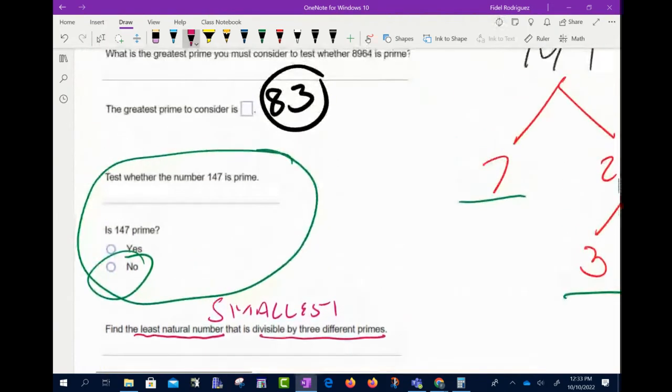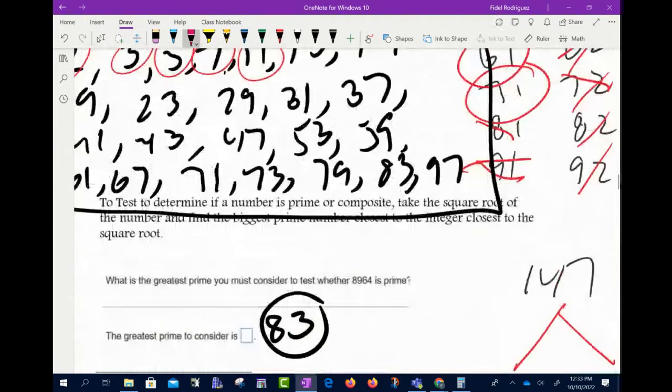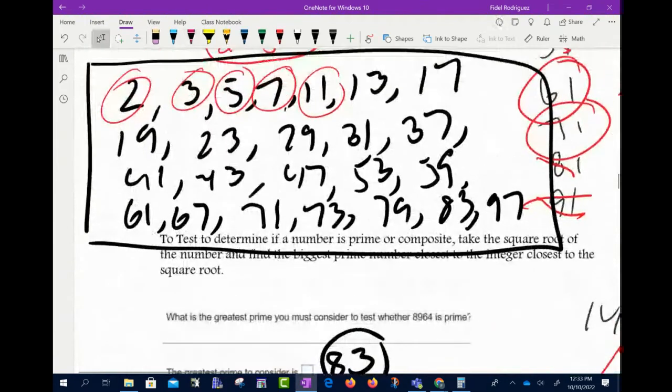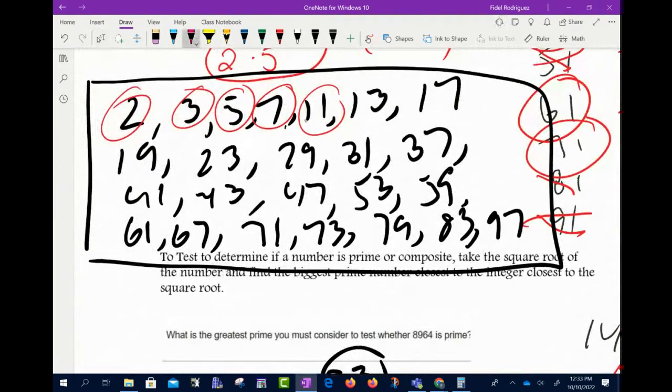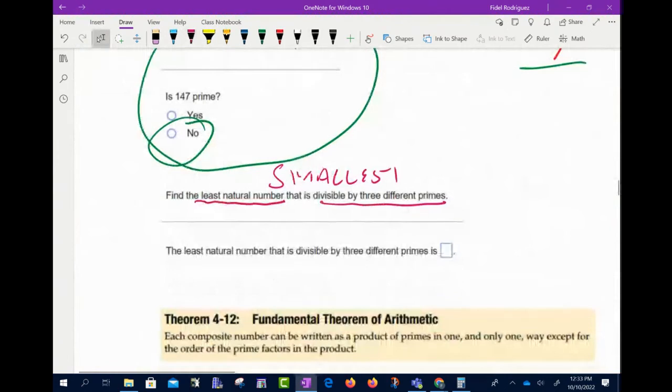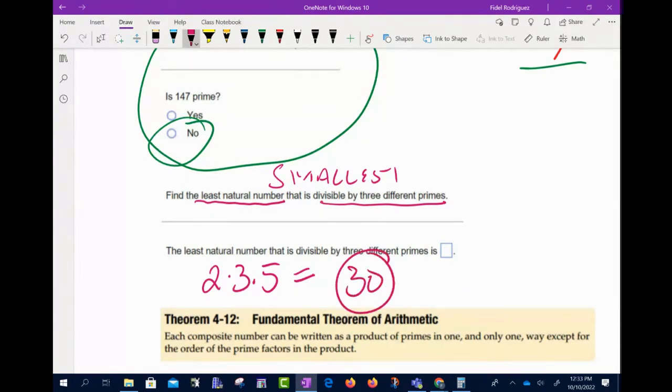So y'all, this is all I'm going to do. I'm going to come back to my list of prime numbers right up here, okay? And I'm going to say, what are the first 3 prime numbers that I have? 2, 3, and 5, right? So right there, if we take 2 times 3 times 5, those are all prime numbers, and they're the smallest ones. And if I multiply that out, that's going to give me 30, and that's going to be the smallest number that I can divide by 3 different primes. How do I know that? Because we took the 3 smallest primes. Okay.